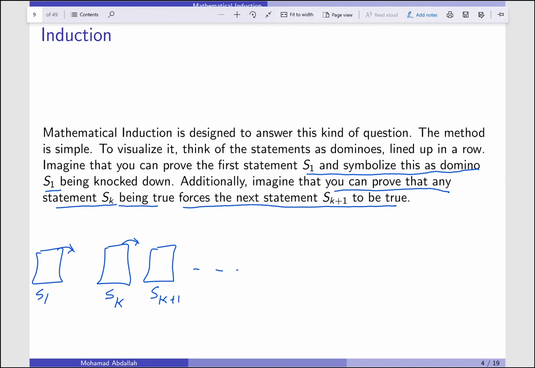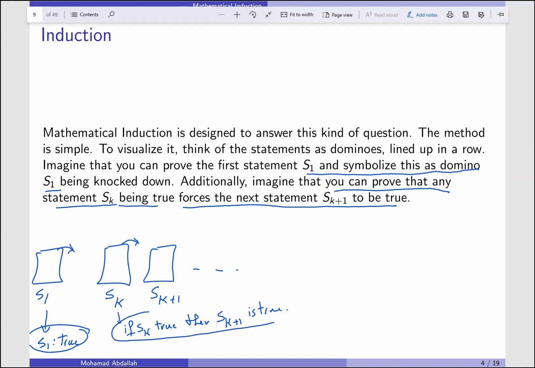Now, if I want to relate this to my statements, when I say a domino will fall, that means a statement is true. So the idea is this. If I know that S1 is a true statement, and if I know that if Sk is true, that means if domino Sk falls, then domino Sk plus 1 falls, then Sk plus 1 as a statement is true. If I can show these two things, the first domino is going to fall, and any domino that falls must force the next domino to fall, that means all the dominoes are going to fall.